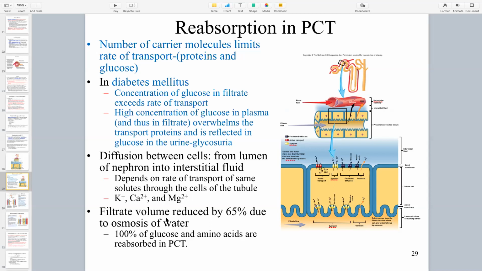Now there's an important one. Filtrate volume reduced by 65% due to osmosis of water. And all right, so highlight this area right here.